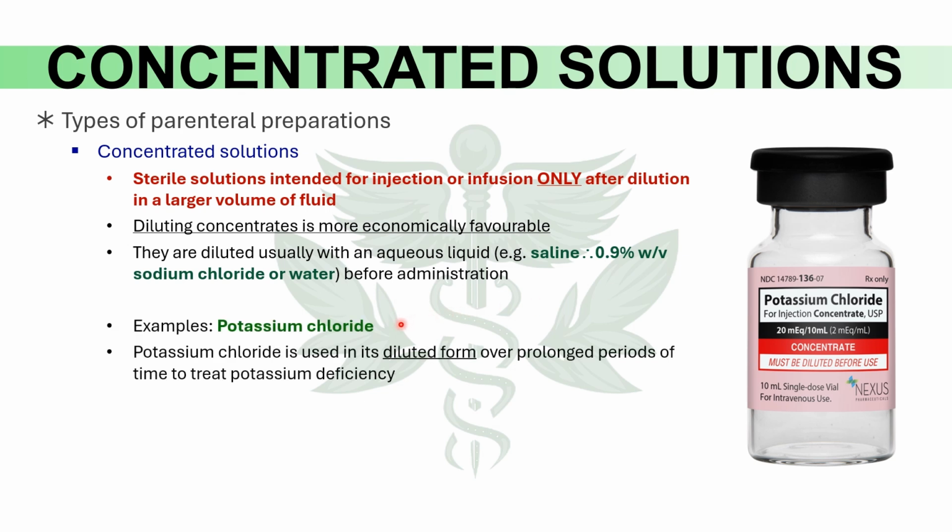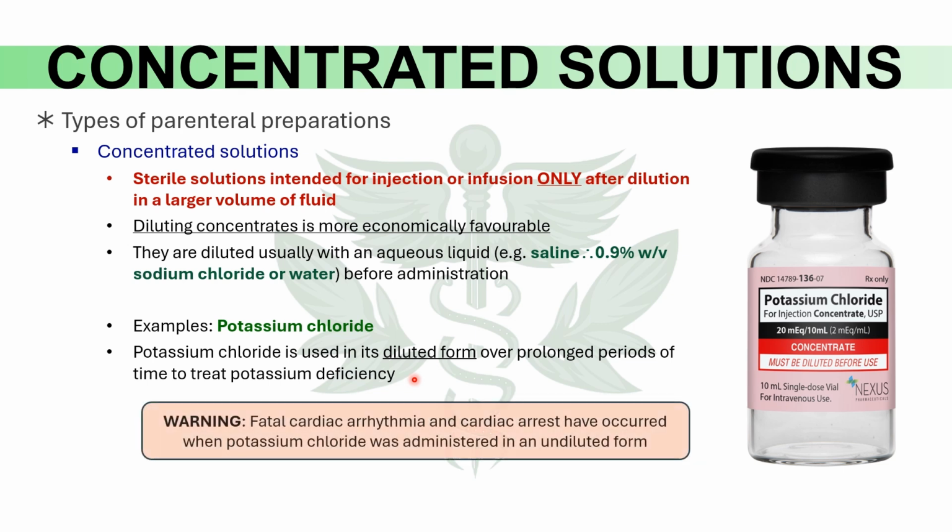An example of concentrated solutions is potassium chloride, and it is used in its diluted form to treat potassium deficiency. In this case, it is important that the potassium chloride is administered into the patient in its diluted form and not its concentrated form, because fatal cardiac arrhythmia and cardiac arrest occur when the potassium chloride is administered in its undiluted form. And even on the label, it's written in capital letters and in red that it must be diluted before use.